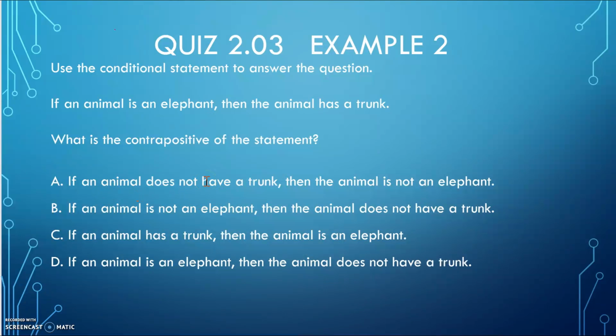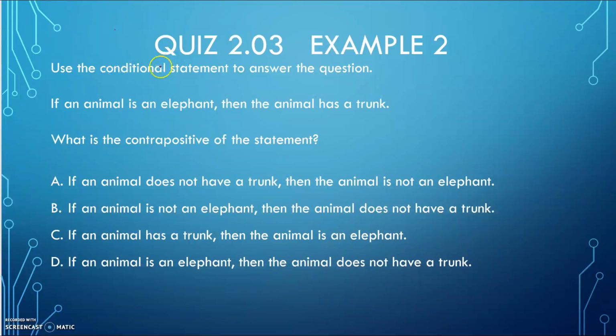Quiz 2.03, Reasoning Part 2, Example 2. Use the conditional statement to answer the question. If an animal is an elephant, then the animal has a trunk. What is the contrapositive of this statement?